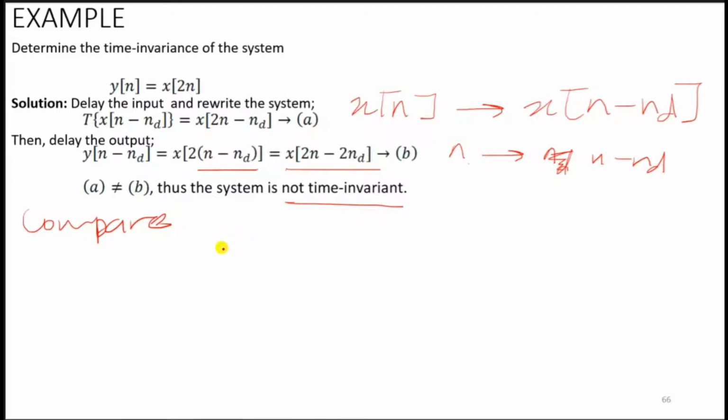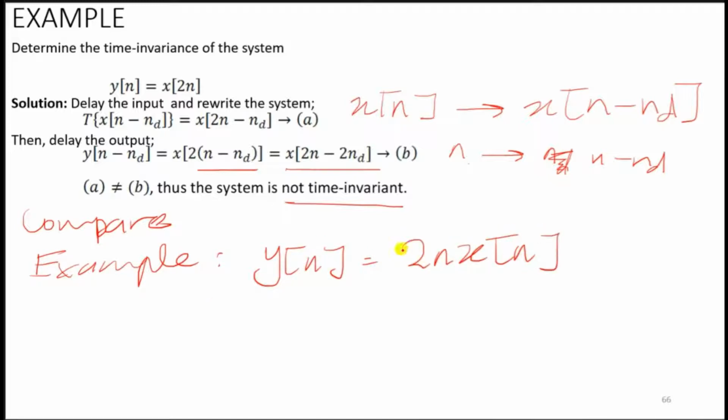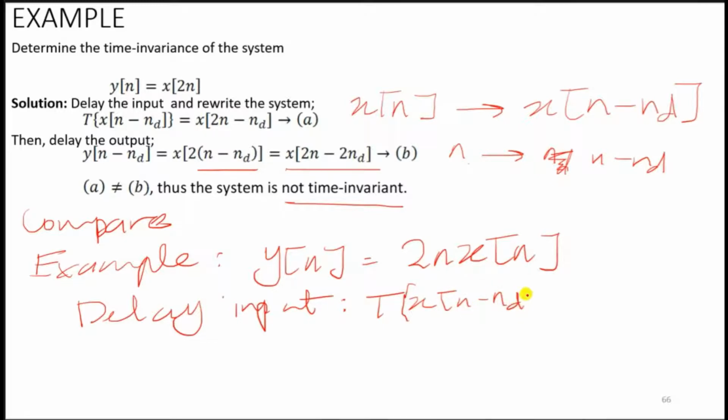Okay, similarly, if you are given another example, y[n] = 2nx[n], for the first step we need to check whether the system is time invariant or not. So we delay the input. When you delay the input, you write it as 2n x[n - nd].